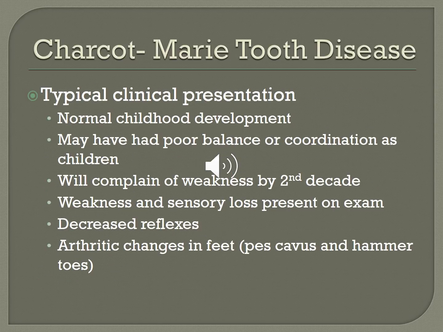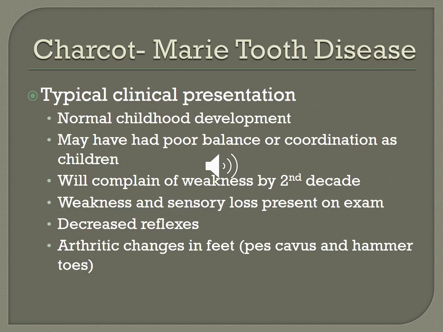So the typical clinical presentation of Charcot-Marie-Tooth, like we said before in the previous slide, these people will have typically a normal childhood development. They may have some issues with balance or coordination as children, which may manifest in difficulty doing sports. But by the second decade, they usually will complain of weakness. On physical exam, they have weakness and sensory loss. However, what's interesting is that most patients don't complain of any problems with sensation. They mostly will just complain of the weakness.